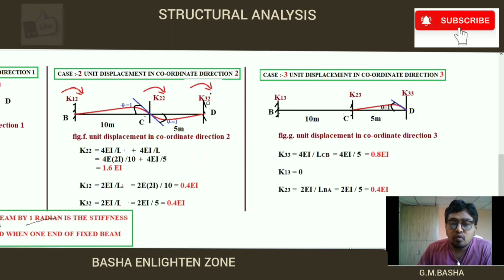Similarly for K32, the force in the coordinate direction 3 due to the displacement in the coordinate direction 2. So K32 will be equal to half of K22, that is for the particular span CD, so 2EI by L for CD. L is the total length of the span, 5 meters, and I is just I, which is not given any value. Therefore, we are taking I for span CD in the simplification. So that will be equal to 0.4 EI.